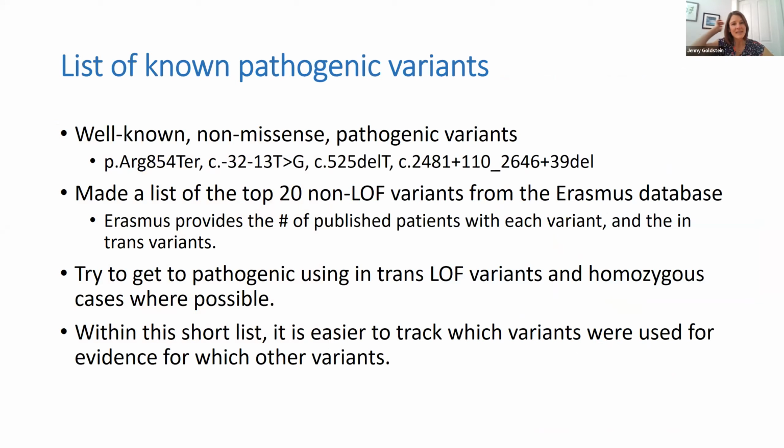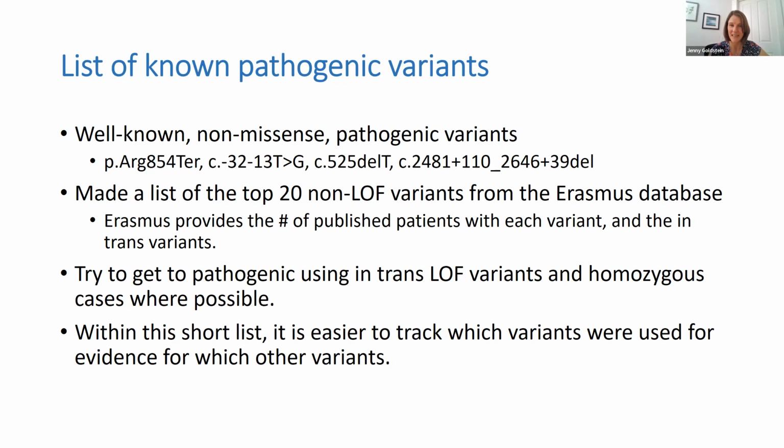So one of the ways that we've dealt with some of this is to create a list of our top 20 non-loss of function variants. These are well-known pathogenic variants that we know are pathogenic. And if we see one of those in trans with a variant that we're curating, we can just automatically say, we know this is pathogenic. We know that the evidence to get it to pathogenic was usually using in trans data from loss of function or homozygous cases where possible. And so we know where that evidence has come from, and just to avoid that issue of circularity.